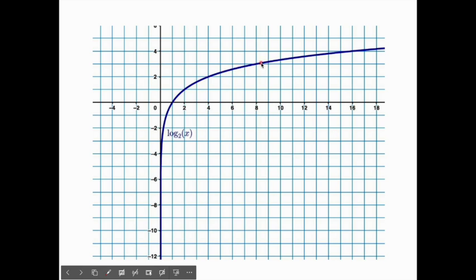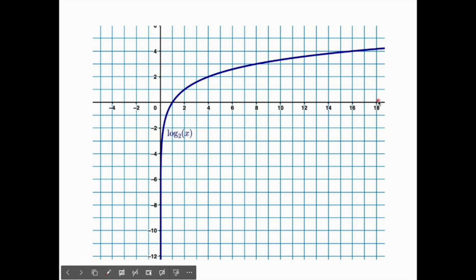Property 4 references the x-intercept. When I plug in 1 for the function, I'm going to get out 0. It's the value of x when y is 0. That's our x-intercept. Property 5 describes the domain of the log function.